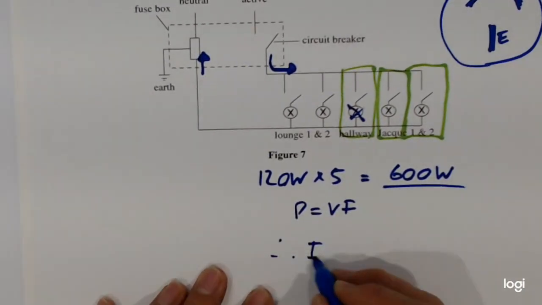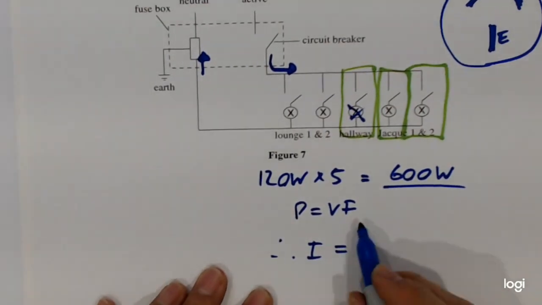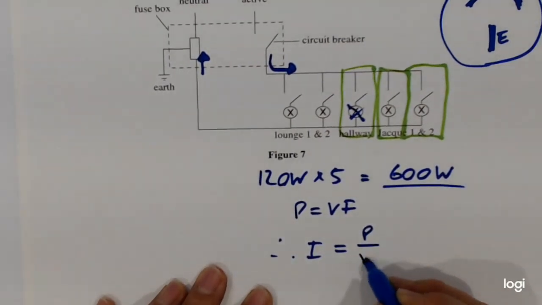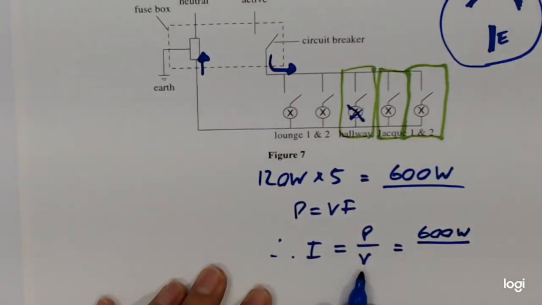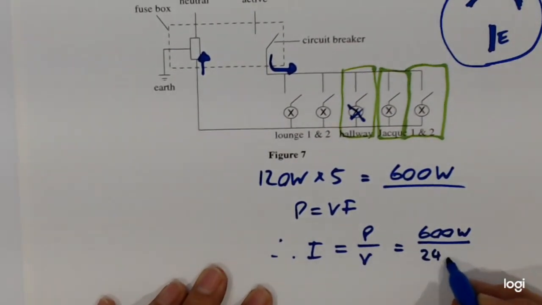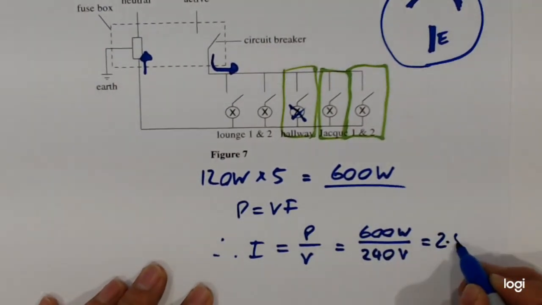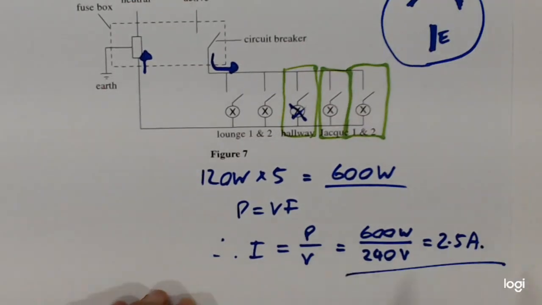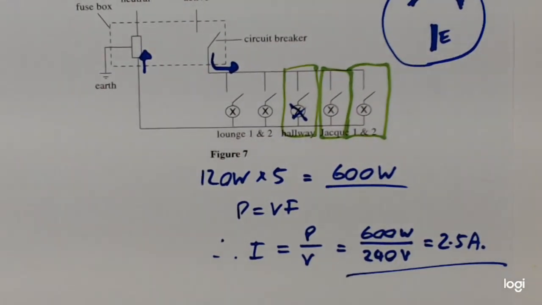Therefore, the current that's needed to provide 600 watts of power is going to be power divided by V, which is 600 watts divided by how many volts? It's a normal house, 240 volts. And that comes to 2.5 amps. 2.5 amps of current is coming into the house in total to supply all of that light.